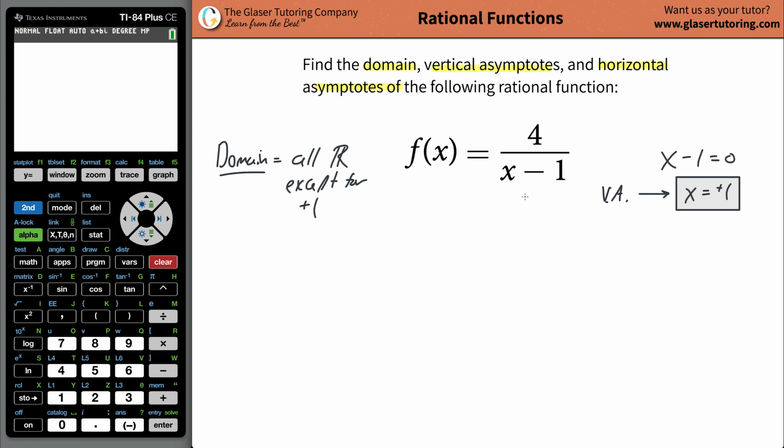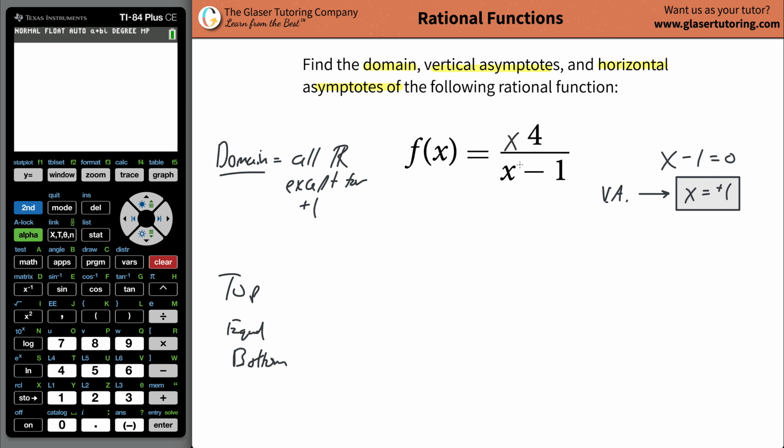So that's the vertical asymptote. Next are the horizontal asymptotes. What we need to do here is consider whether the function is top heavy, equal, or bottom heavy. What you want to do when you're looking at your function is find the highest power of x. This one's kind of simple because there really is only one x, and it's in the denominator. So this would be considered a bottom-heavy rational function.